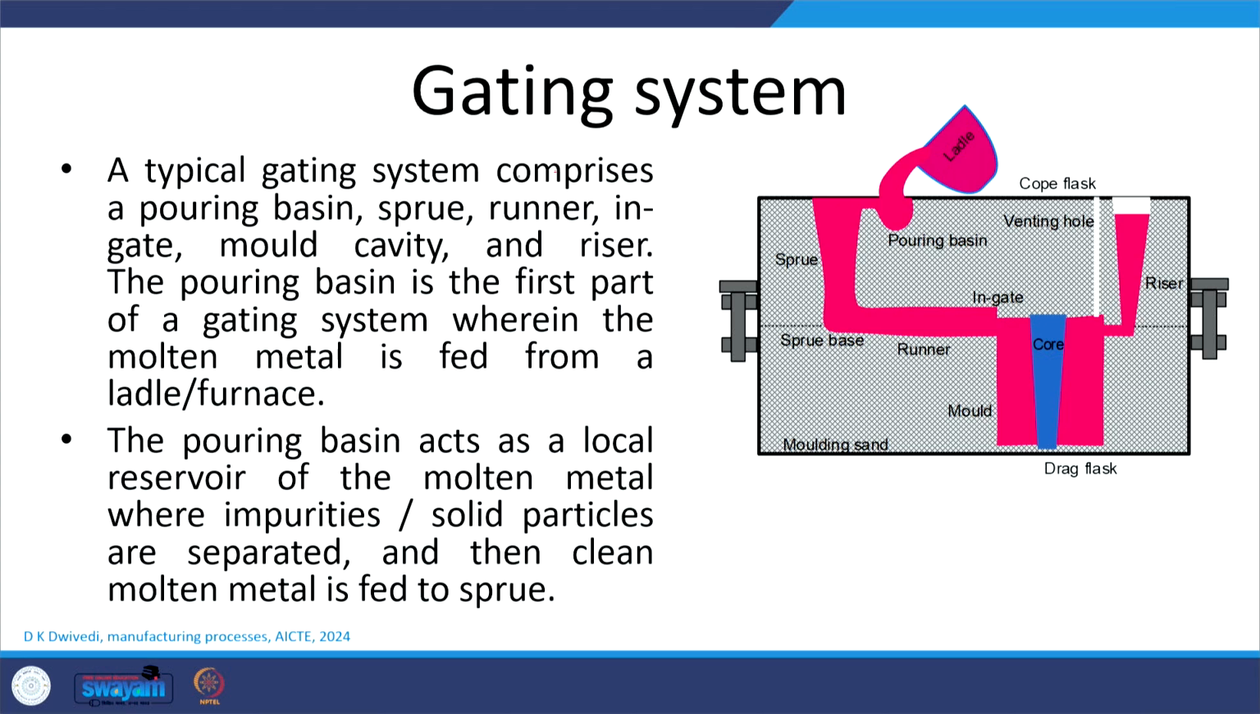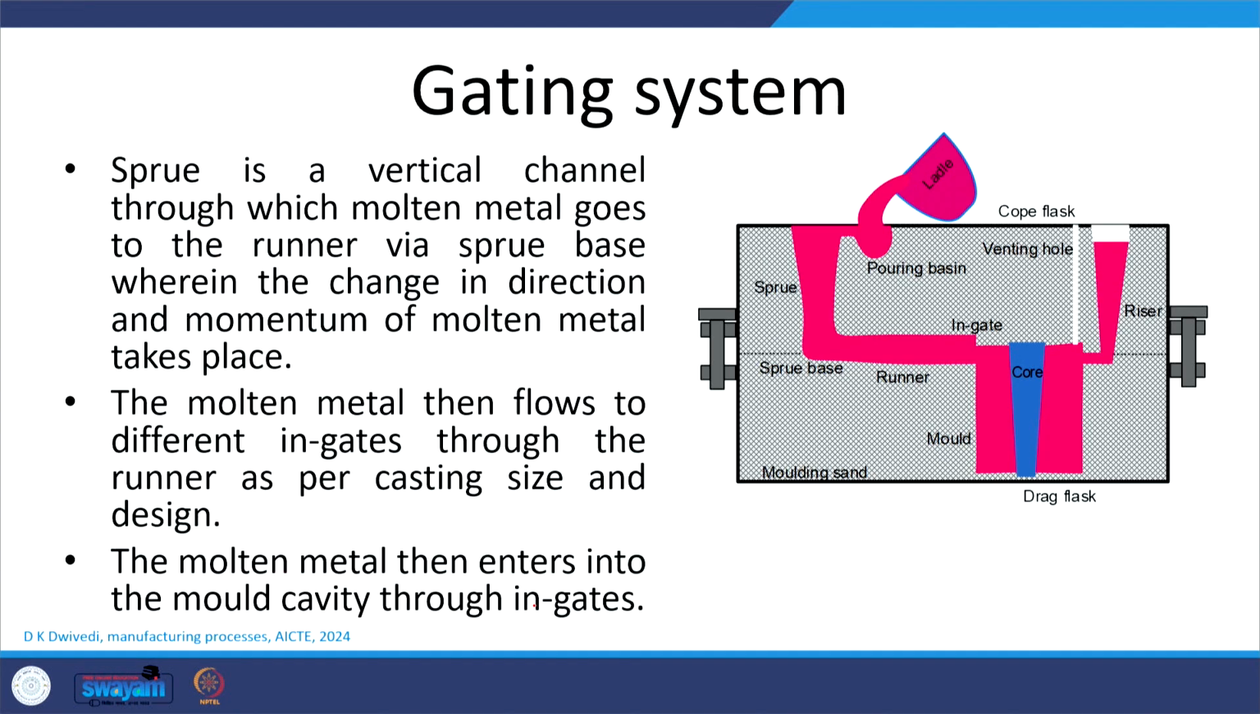A typical gating system comprises the pouring basin, sprue, runner, ingate, mold cavity, and a riser. The pouring basin is the first part of the gating system, where the molten metal is fed in from the furnace or from the ladle. It acts as a local reservoir of the molten metal, where impurities and solid particles are separated, and then clean molten metal is fed to the sprue.